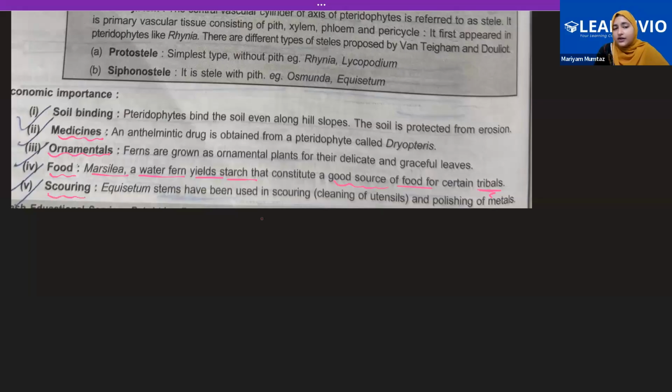Lastly, scouring. What is scouring? Imagine it like scrubbing. Scrubbing is scouring. So for the cleaning of utensils and polishing of metals, Equisetum stems are used. So these are the various economic importance of the pteridophytes.